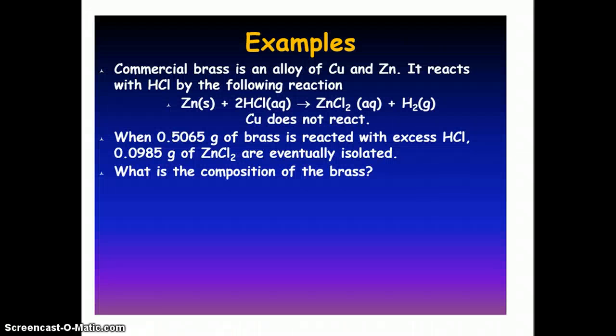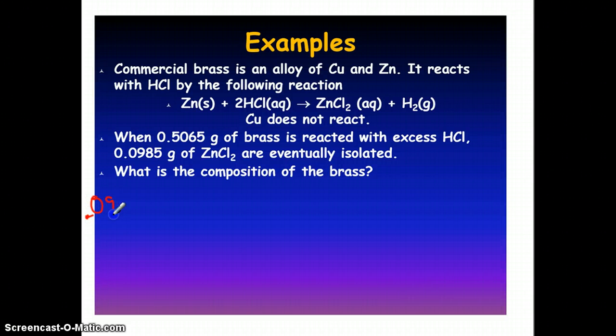Alright, and one last problem. It tells us that we have brass, which is a mixture of copper and zinc. It says that we reacted according to this equation. The zinc reacts with the hydrochloric acid to make zinc chloride and hydrogen gas. The copper does not react. So it wants to know, if we had this much brass and we produced this much zinc chloride, what's the composition of the brass? So we're going to have to work backwards on this problem.